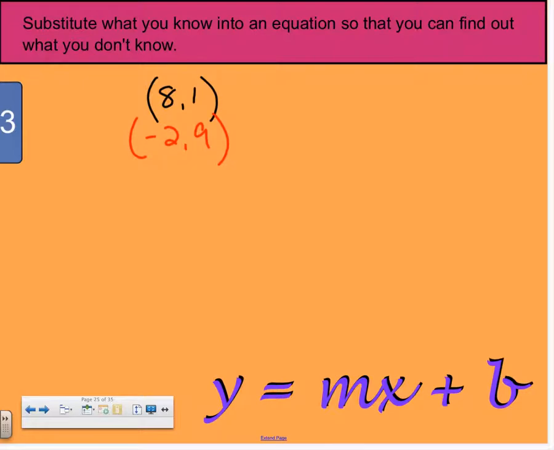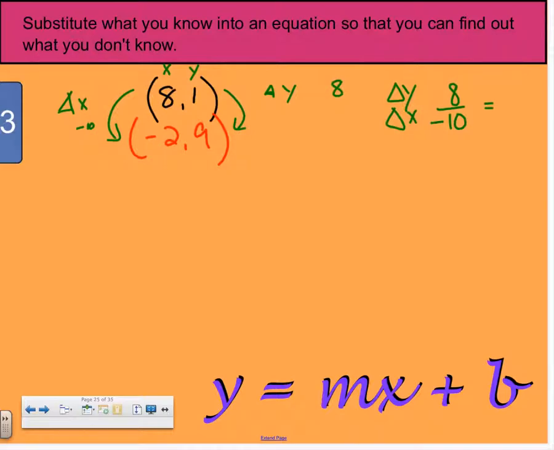So now we have ourselves a table. Well, remember, this is x and this is y, all right? So the change in y is going from 1 to 9, so the change in y would be 8, okay? The change in x is going from 8 to -2, so that would be a change of -10, okay? So my change in y over my change in x is 8 over -10. Now we can simplify that, 8 over -10, to 4 over 5, also negative.